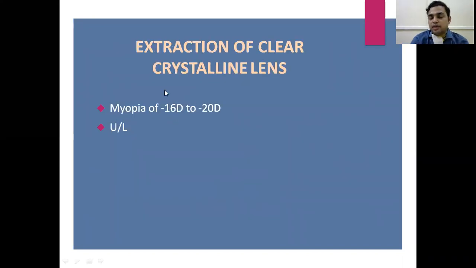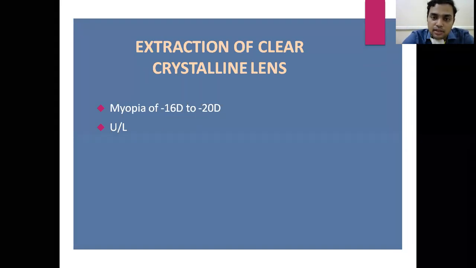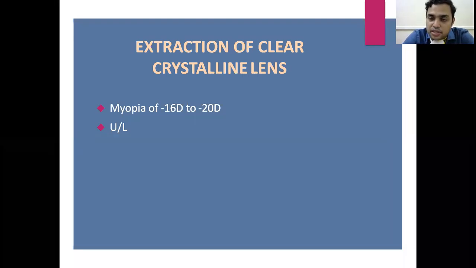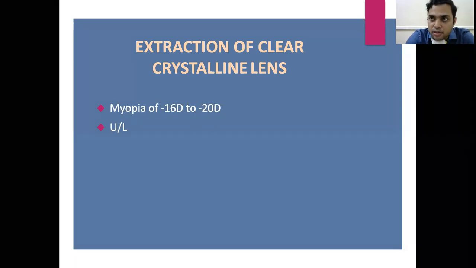So this is about refractive surgical correction of myopia. The other surgical option is extraction of the clear crystalline lens. If the patient's myopic power is minus 16 to 20 diopters, what is the accommodative power of the natural lens? It is around 16 to 18 diopters. So simply by removing the natural lens, we may convert the high myopic patient to an emmetrope. By removing the natural lens, a power of about 16 to 18 diopters is removed from the eye.